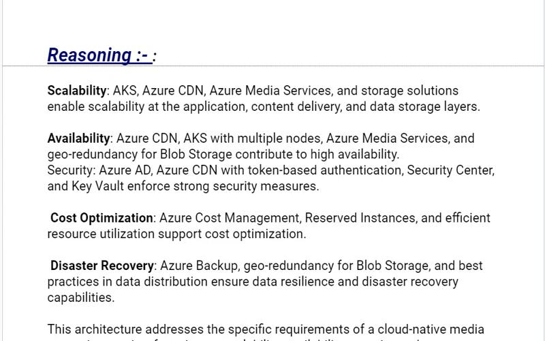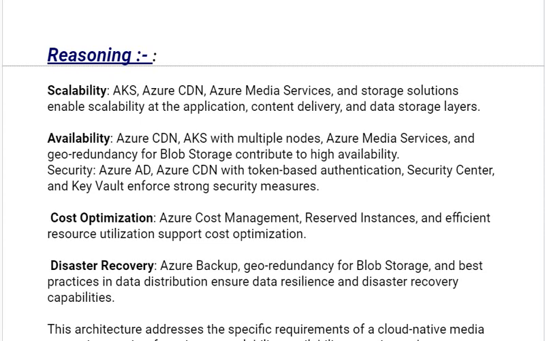Our next reasoning is availability. Azure CDN, AKS with multiple nodes, Azure Media Services, and geo-redundancy for Blob Storage contribute to high availability. Security: Azure AD, Azure CDN with token-based authentication, Security Center, and Key Vault enforce strong security measures.